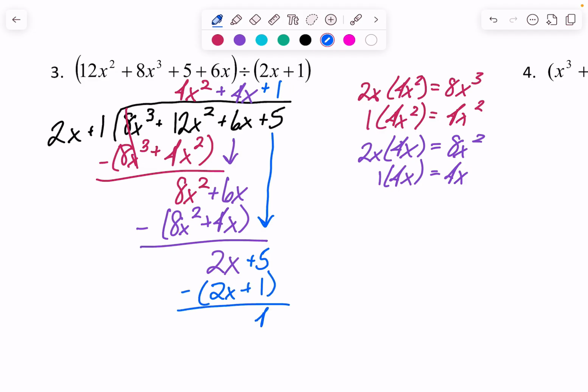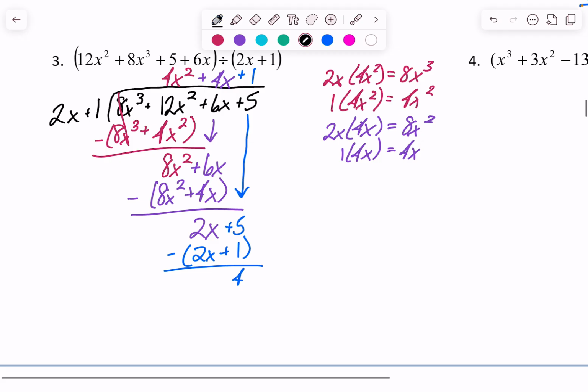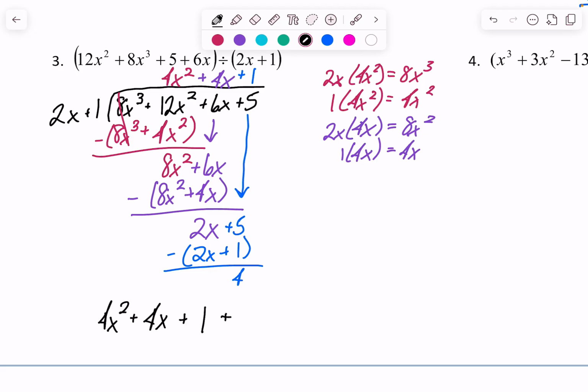But then this time I have a remainder, so I need to rewrite my answer. And we are going to write our remainder. So our remainder is that 4. We're going to write it over our divisor, so over 2x plus 1. So this is our answer down here.